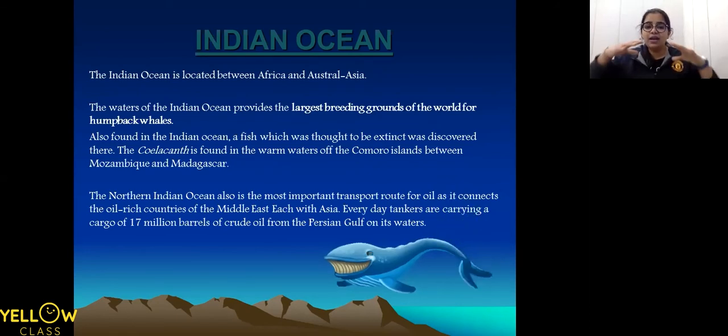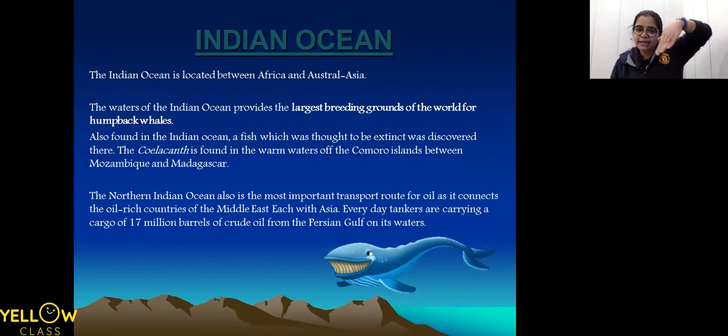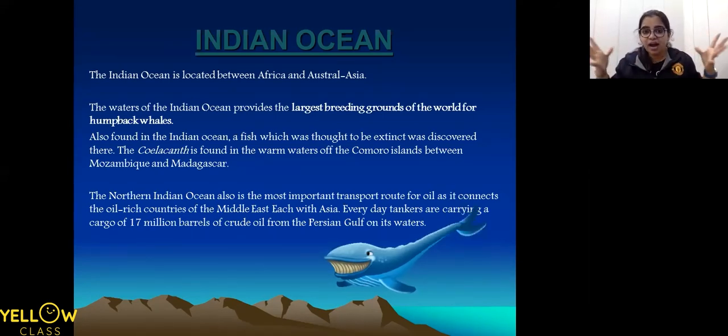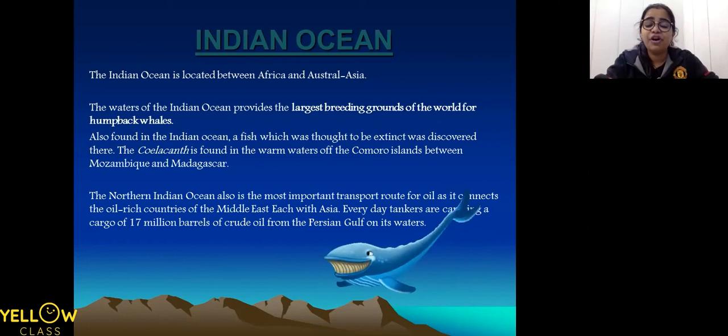Humpback, there is a whale which has a hump on its back. It's like this. Okay, they are called humpback whales. And you can find the largest number of humpback whales in the Indian Ocean waters. Crazy, right? Crazy it is, okay?